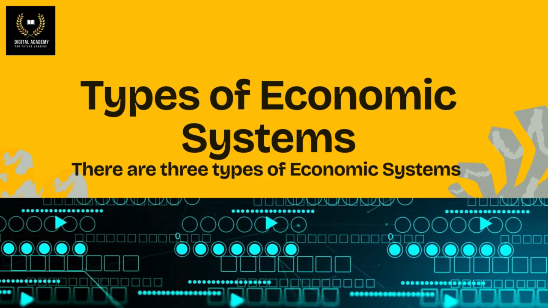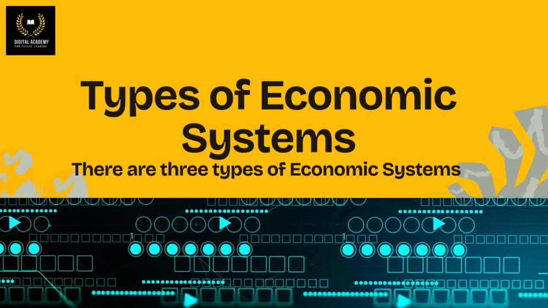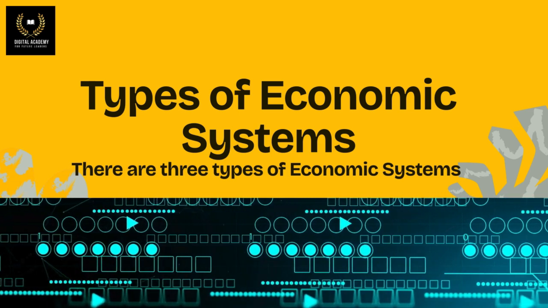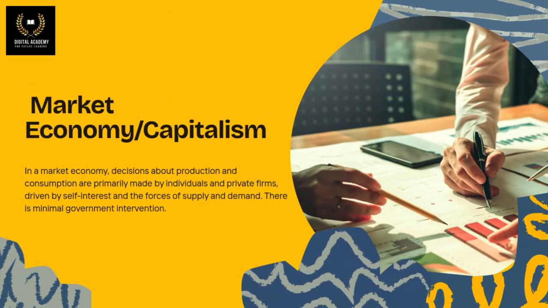Types of economic systems. There are three types of economic systems. In a market economy, decisions about production and consumption are primarily made by individuals and private firms, driven by self-interest and the forces of supply and demand. There is minimal government intervention.